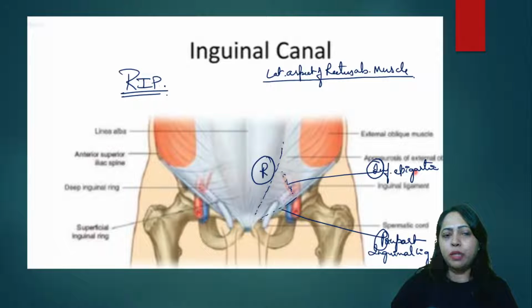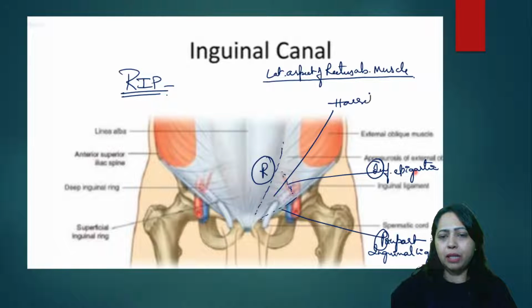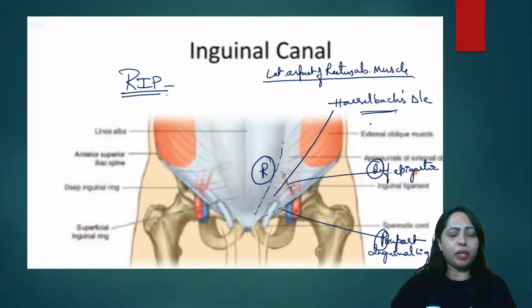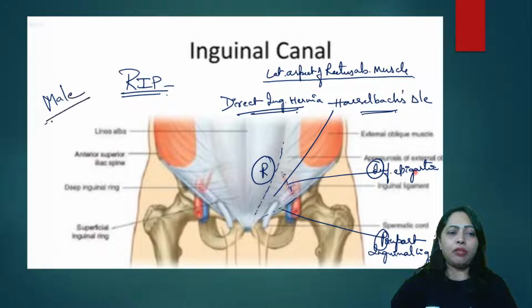So this is the boundary of this triangle, which is called Hesselbach's triangle. This triangle is very important because the direct inguinal hernia happens through Hesselbach's triangle. These are the two types of hernia which are more common in males, and in females, the femoral hernia is more common.